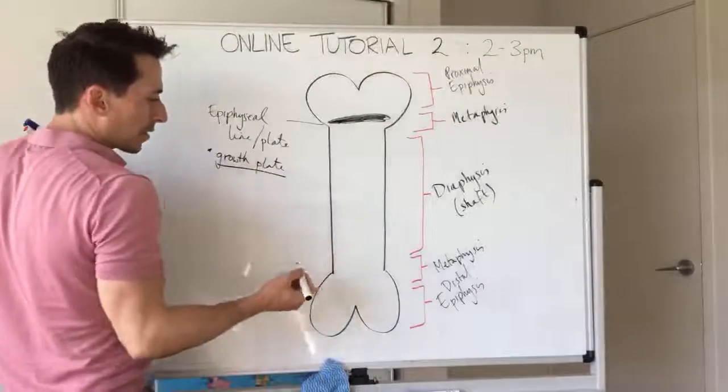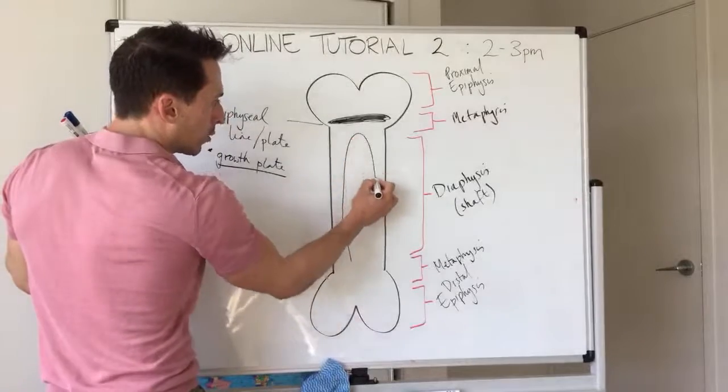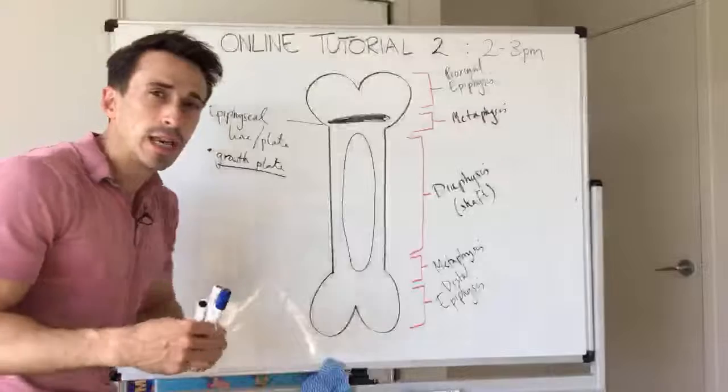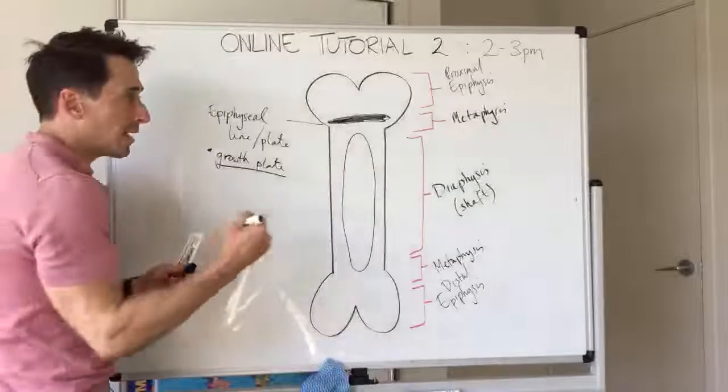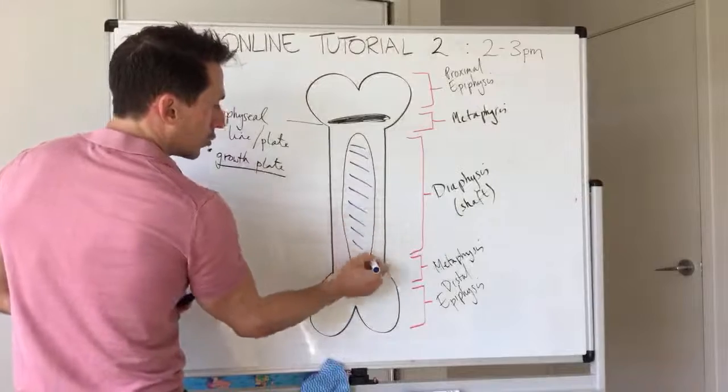A couple of other things that you need to label: you might find that there's a hollow inside your long bone. The hollow inside of your long bone is called the medullary cavity. It's a cavity, it's empty. So there's actually a hollow inside your long bones.